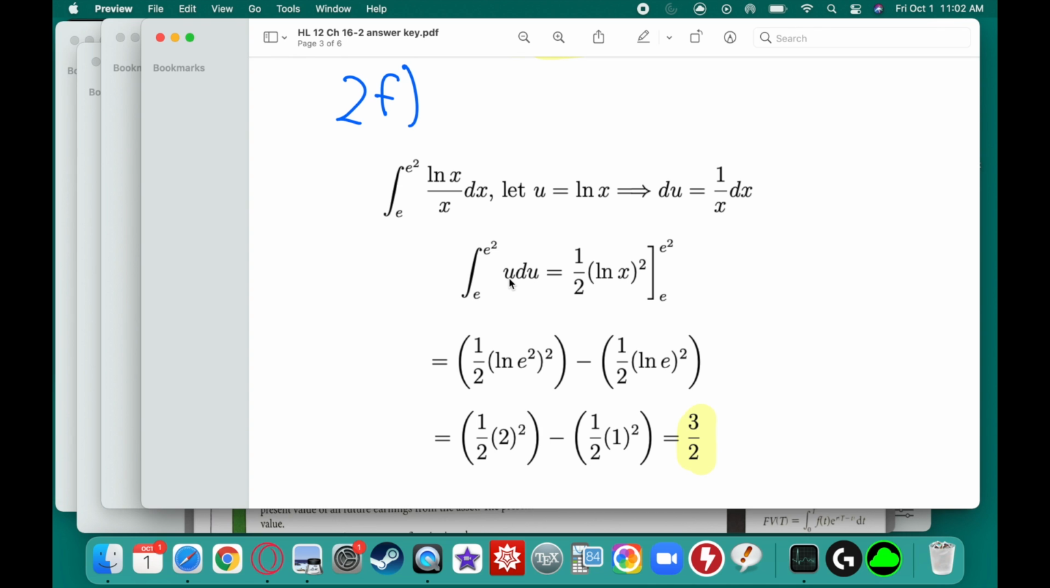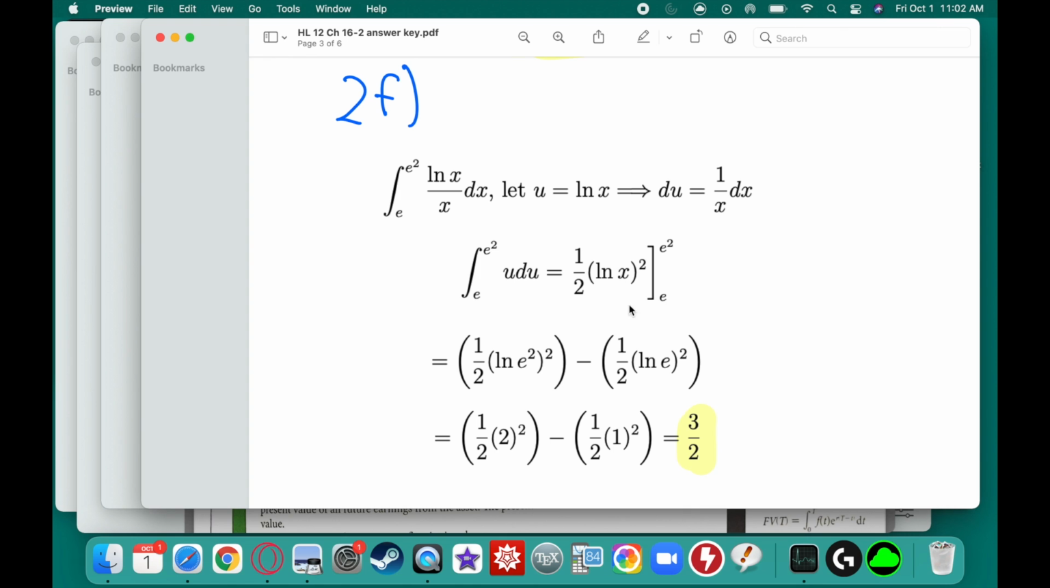Nice. So now I do the integral, so it's going to be u squared over 2, but when I do my substitution, u will actually become the natural log of x. Cool. So that's what I do here. And I have to evaluate it at e squared and e.